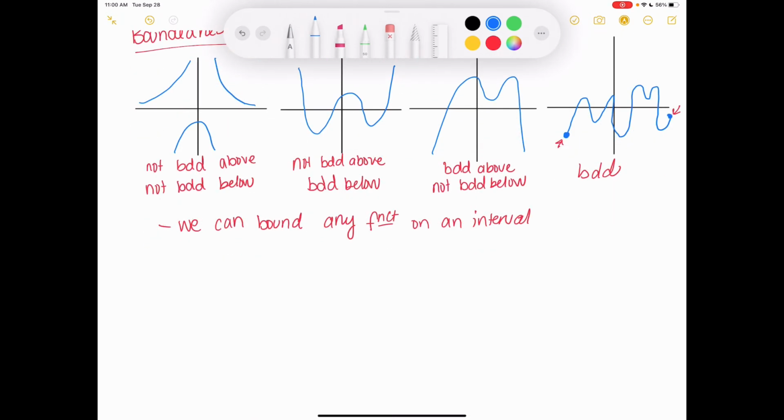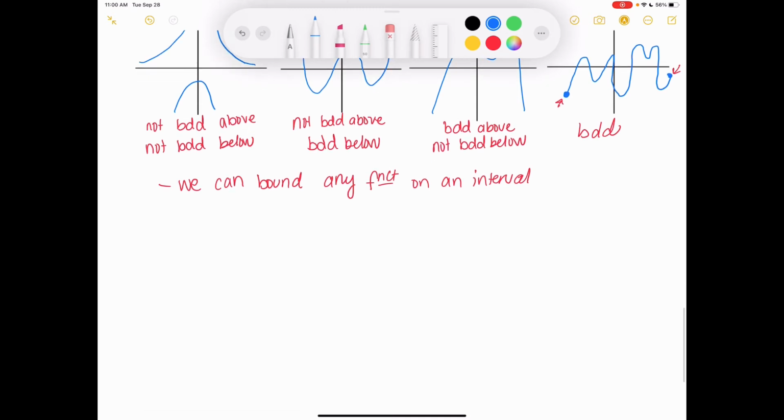All right, sorry if there was just a little glitch there, I had a minor problem. So the next thing is the local and absolute extrema.